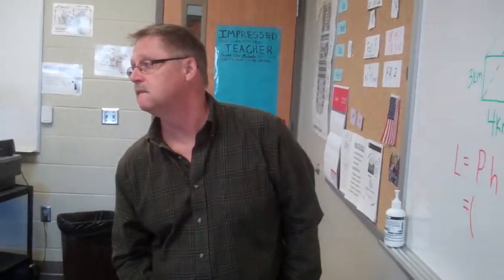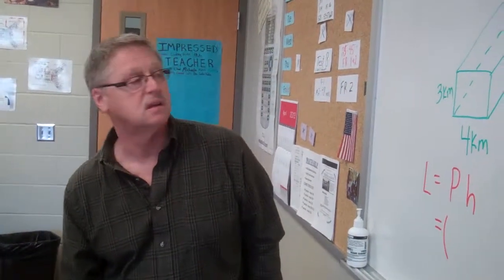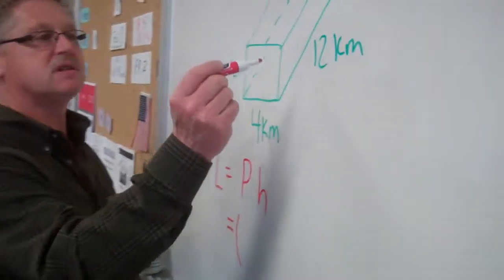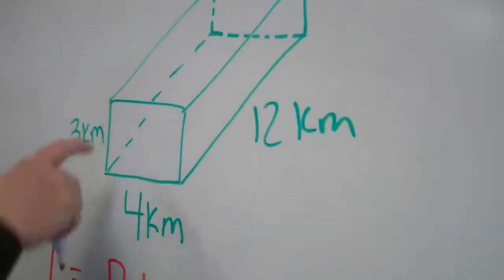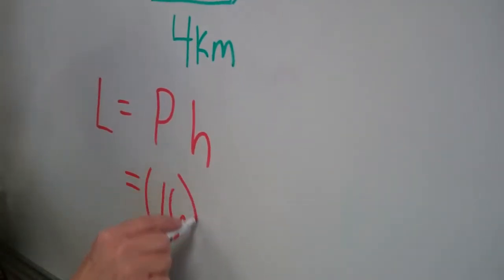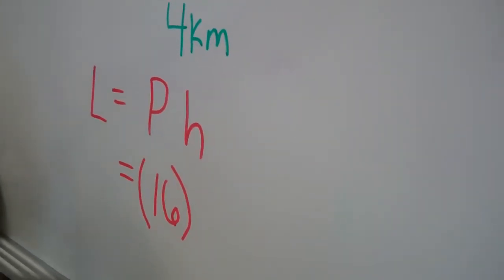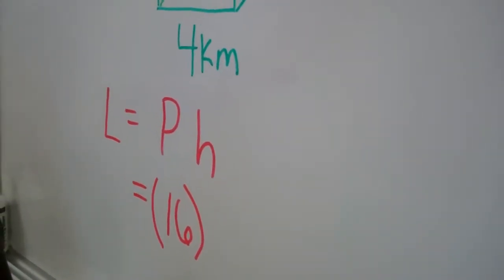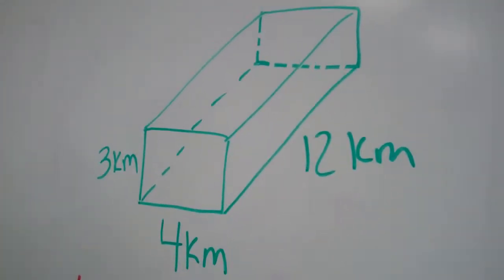He's thinking he's got 32. Yes, he went 4 plus 12 plus 4 plus 12 all the way around the base. That is 16. 16 is the perimeter of the base. That could be the bottom base or the top base. Yes, there's two bases, top and bottom. Wait, isn't it 32? Oh yeah, he said 32.